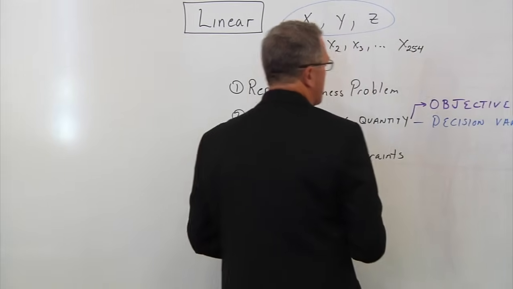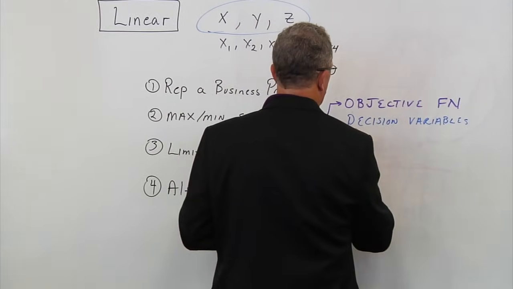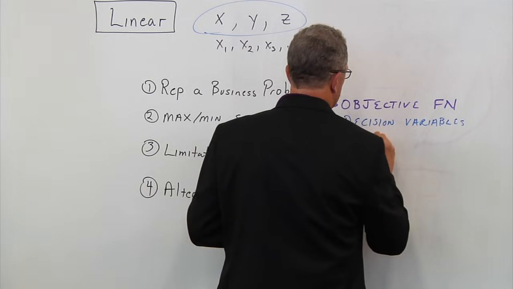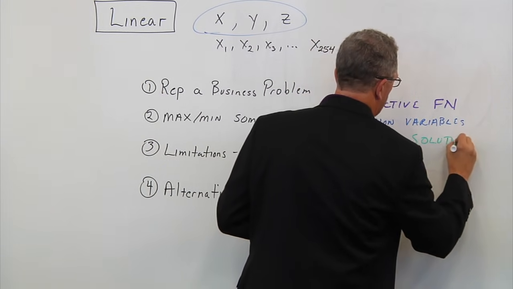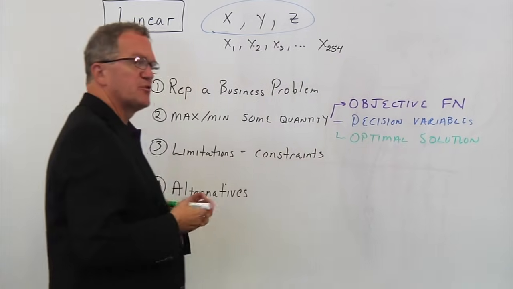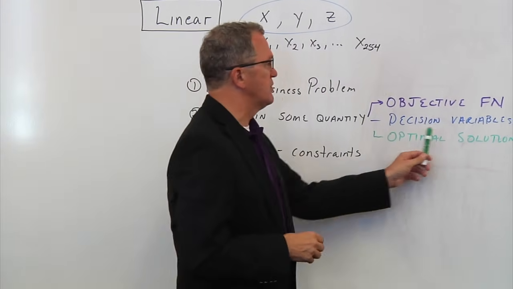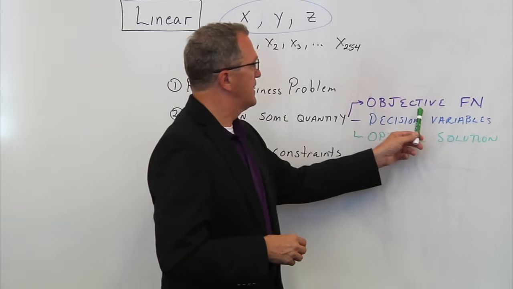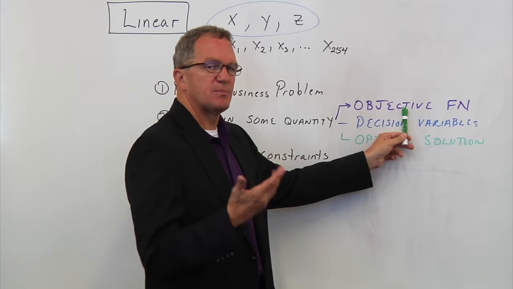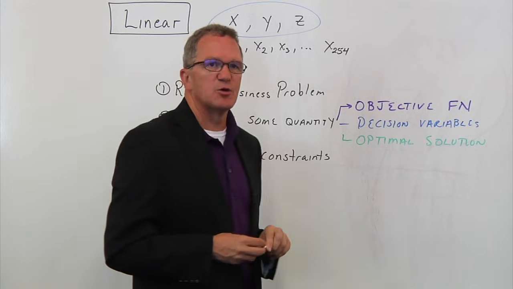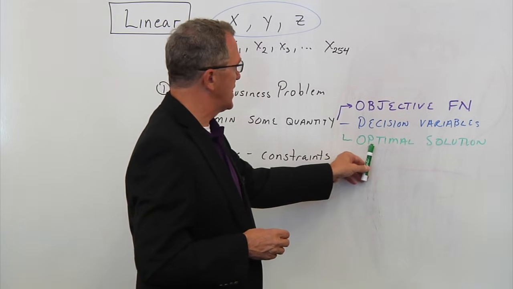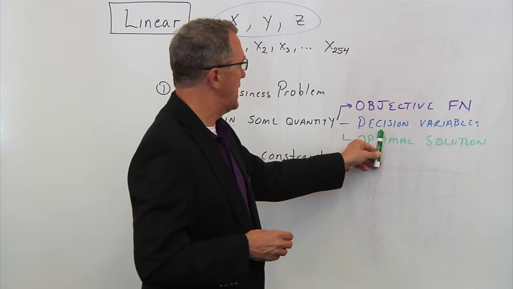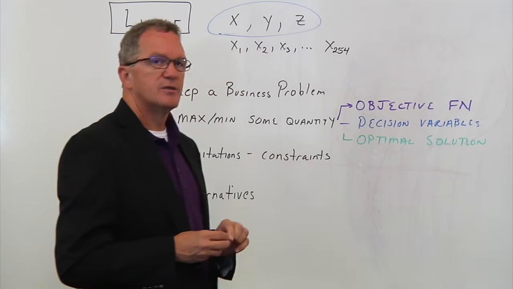Using these, we come up with something called the optimal solution. The optimal solution is the value of these variables that maximizes or minimizes, depending on what we're trying to do, the value of the objective function. So this solution is the value of these variables that maximizes or minimizes the objective function.